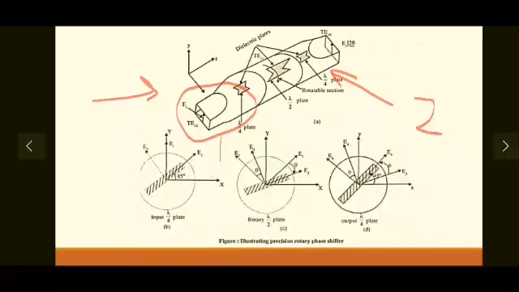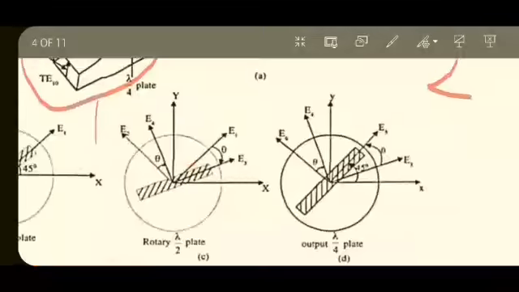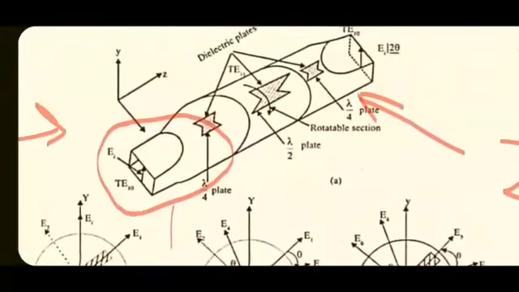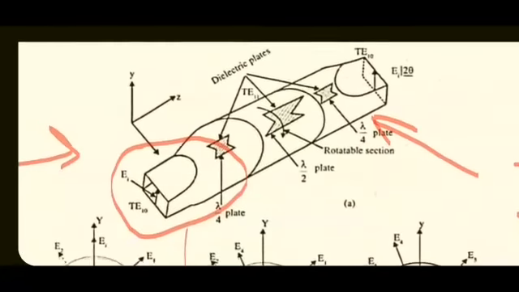So input is given to the input waveguide. Let's assume TE10, as TE10 is the dominant mode in the rectangular waveguide. Input is given in a TE10 mode, and the output we obtain is usually in a TE11 mode because of a phase shift. Okay, so let's see what is inside that. Let's observe it.